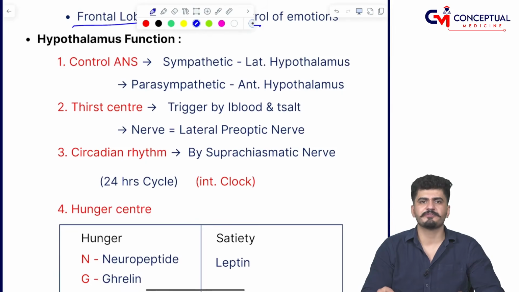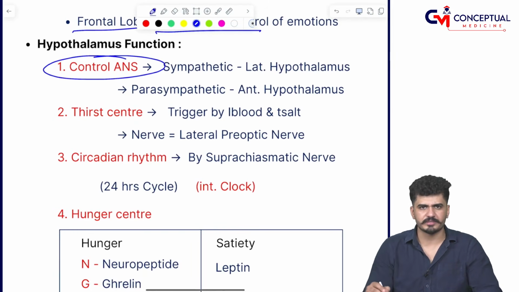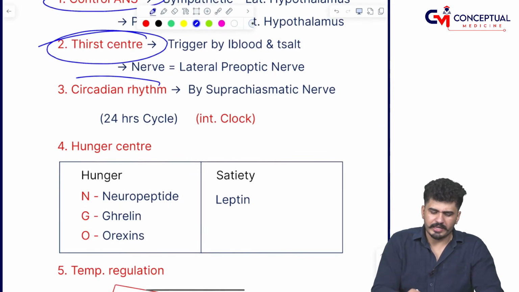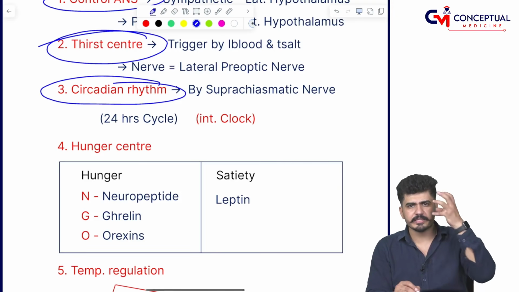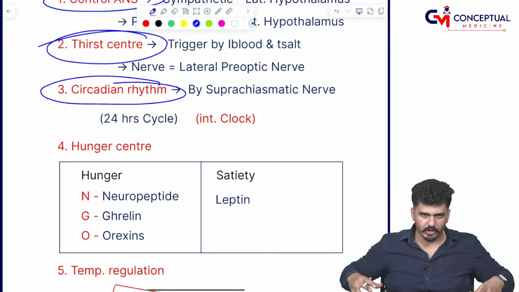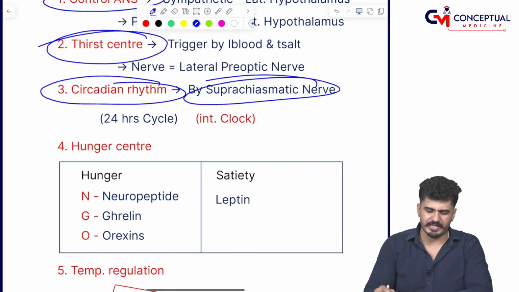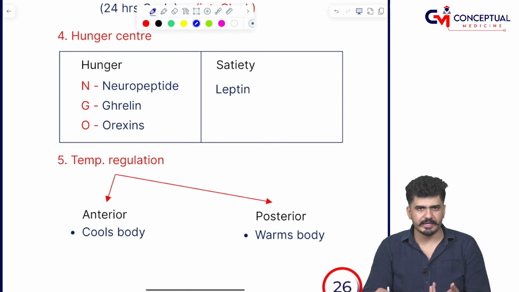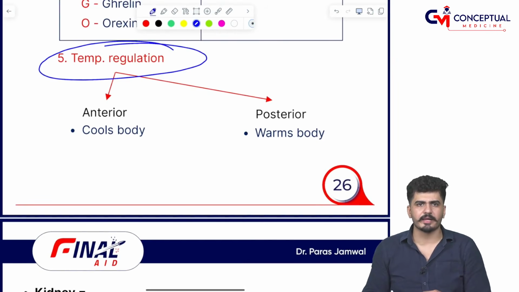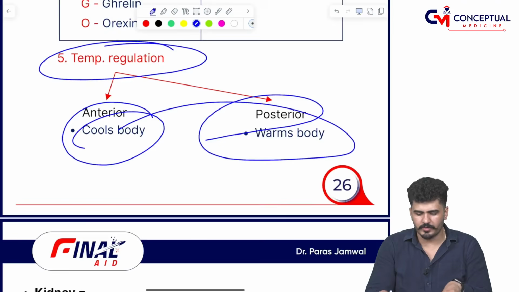Now hypothalamus functions. Different functions of the hypothalamus. It controls the autonomic nervous system, sympathetic and parasympathetic activity. Third, it controls circadian rhythm, which is the inside clock. When day is happening, night is happening, that inside clock is at work. That is circadian rhythm, which is taken care of by the suprachiasmatic nucleus. Hunger center is taken care of by your hypothalamus. Then temperature regulation in the body. The anterior side of the hypothalamus will cool the body, posterior will warm the body.